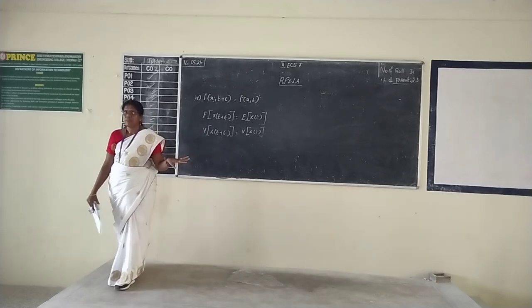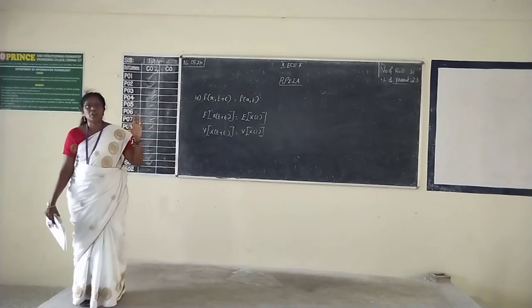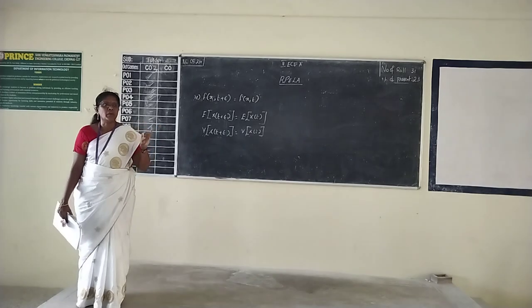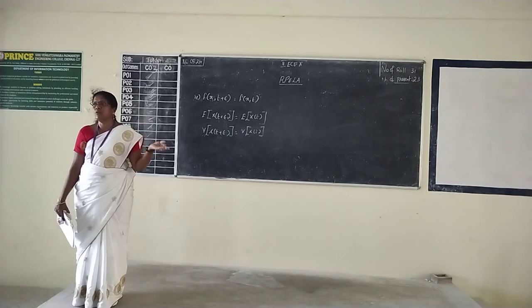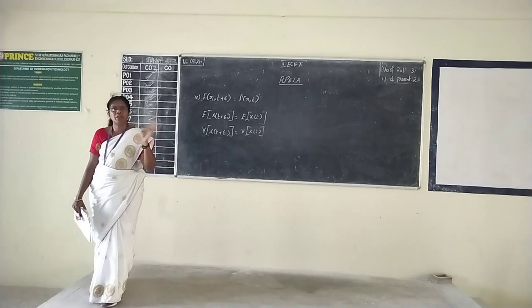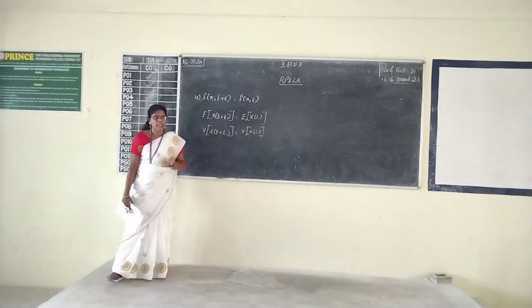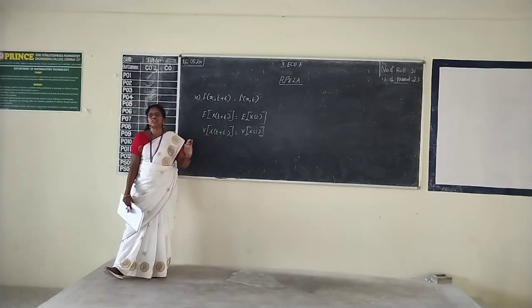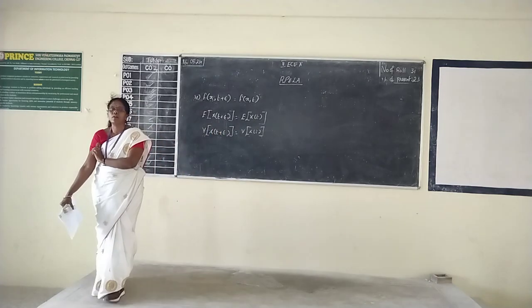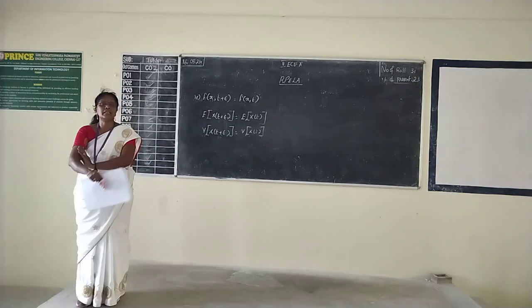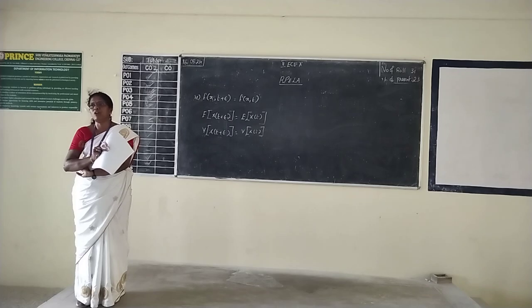Yes or no? Yes? If t equal to 0, we have defined it. At t equal to 1, it should not change. At t equal to 5, it should not change. At t equal to 100, it should not change. It should remain the same. Then, what will be the nature of our answer for mean and variance? Constant. So, what is the nature of our answer? It should be a constant.